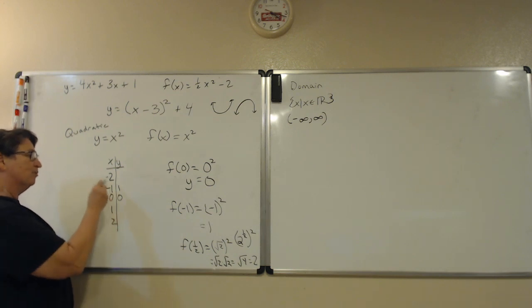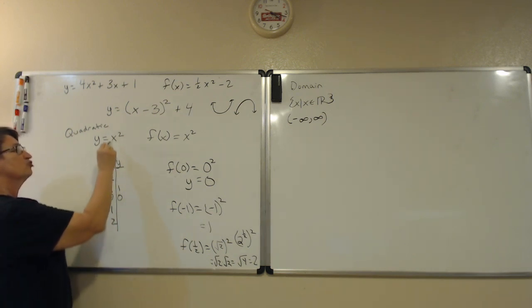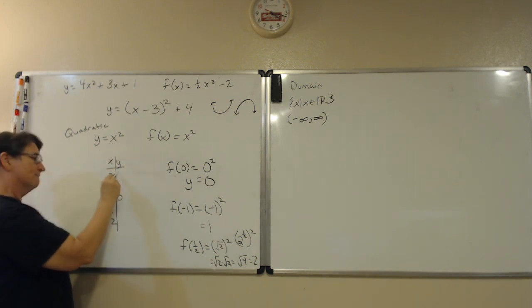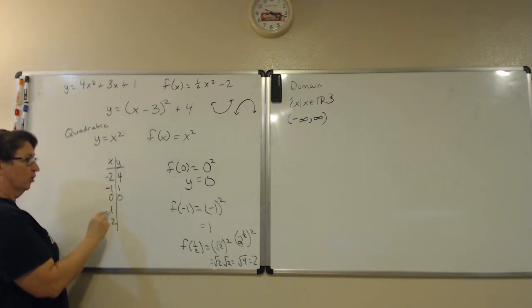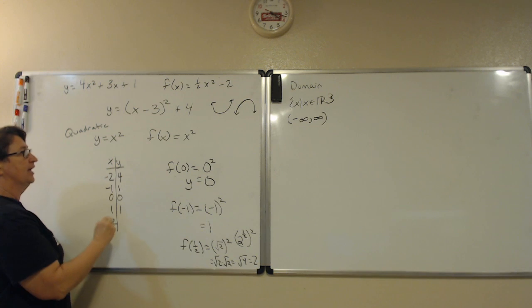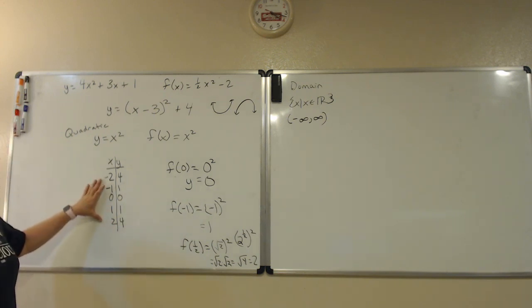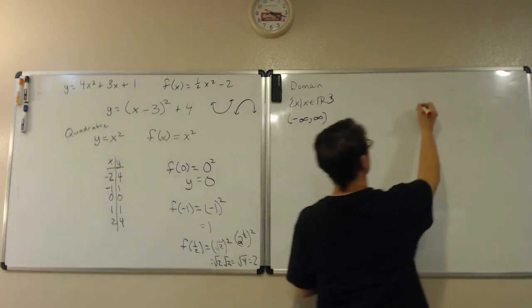Okay, so I'm going to put in these 5 numbers. So -2 squared, well, -2 times -2 is just a +4. And 1 times 1 is 1. And if I put 2 in for x, then 2 squared is 4. So these are 5 points on that quadratic parent. So we're going to graph those 5 points.